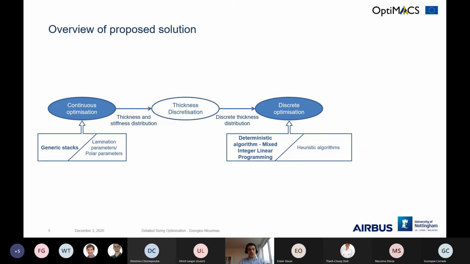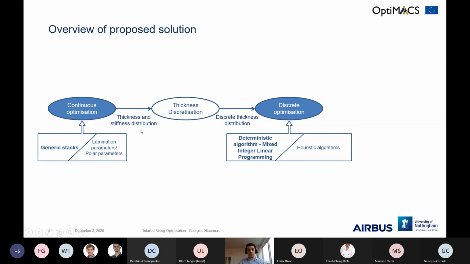So as a compromise, what we have chosen to do, and what other researchers have also done to deal with optimizing such large-scale structures, is to split the optimization process into 2 distinct stages. The first one, which I here mention as a continuous optimization, is a gradient-based optimization, and we parameterize the structure using the concept of generic stacks, which I will mention in the next slide, while other people have usually used other parameterizations such as lamination or polar parameters. The result of this is a continuous thickness and stiffness distribution of the structure.